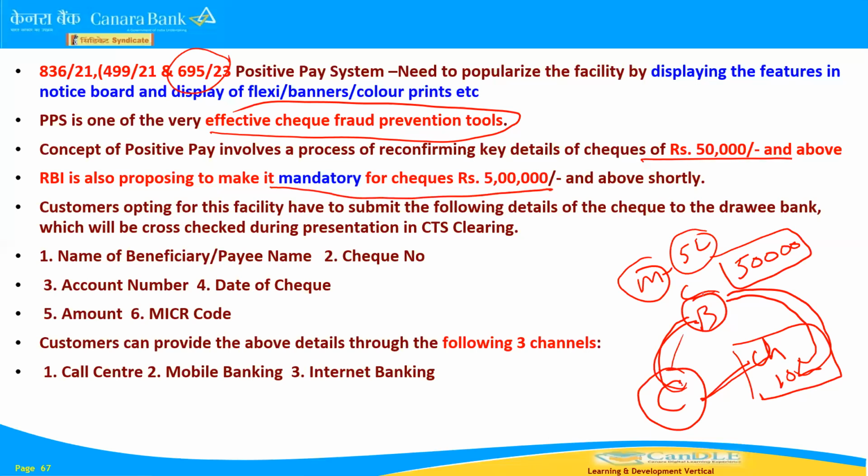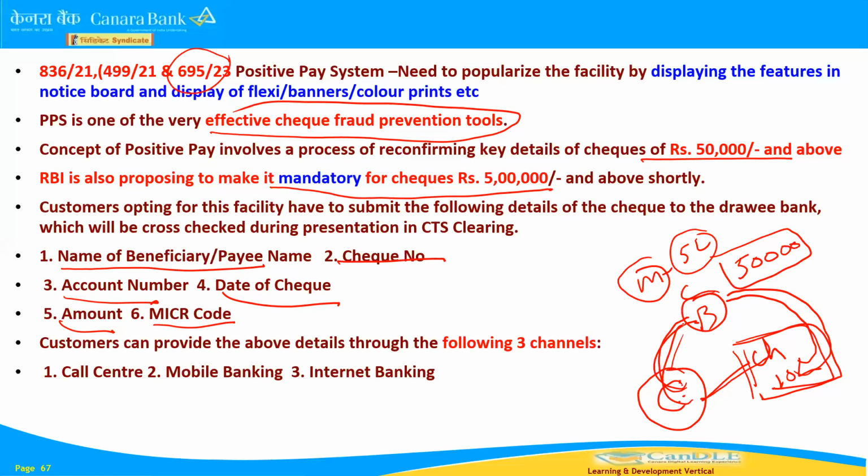How will the customer inform the data? What is the information he has to give? Whom he has given the check, what is the check number, what is the account number, what is the date of the check, what is the amount, what is the MICR code? This information is available in the checkbook, and the customer should provide it to the bank.